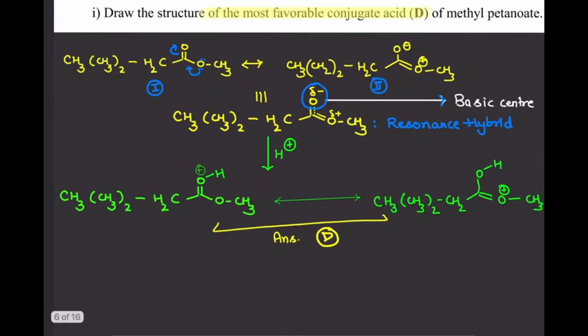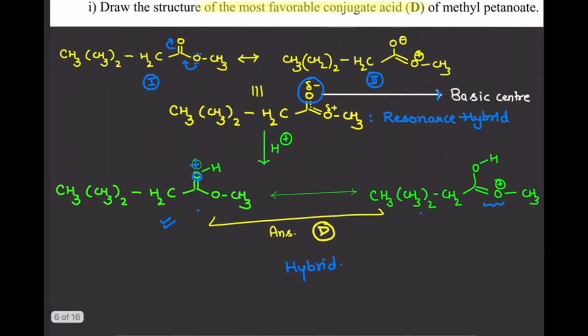After adding the H plus, you can see I am getting these 2 resonating structures again. I simply added the H plus over here. I got oxygen with plus polarity. It can have resonance, so you can have plus over here. Out of these 2, you can answer any as the structure of D, the most favorable conjugate acid, or you could best answer it as a hybrid of these 2. That would have been the best answer. So this was a very simple part.